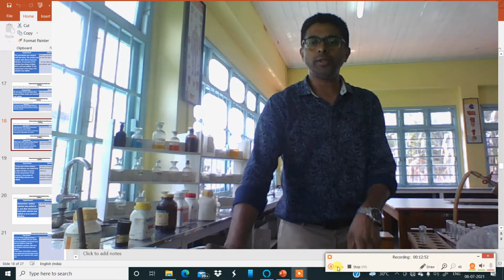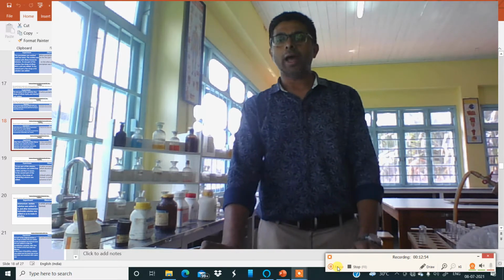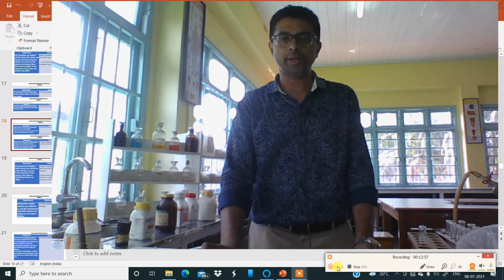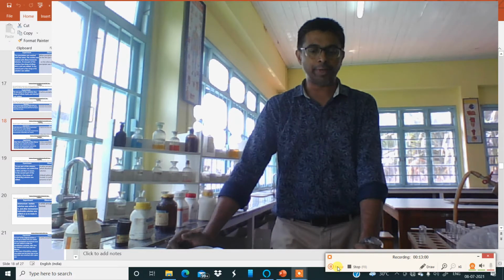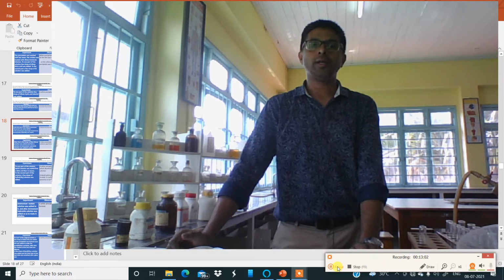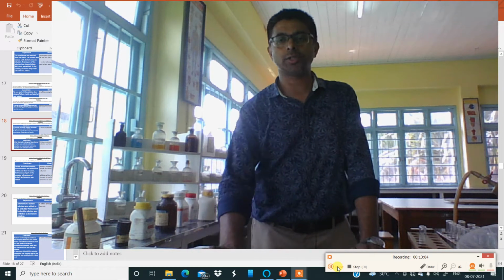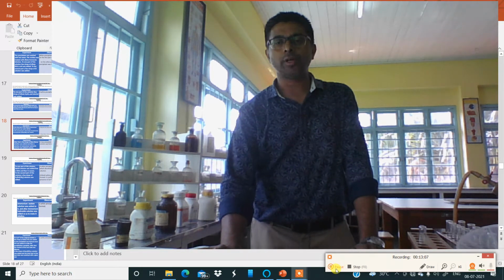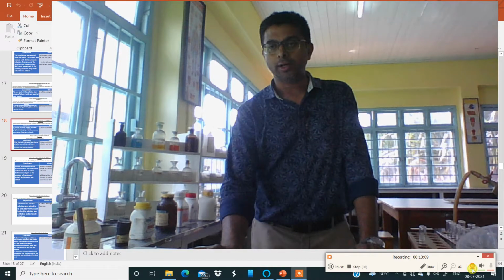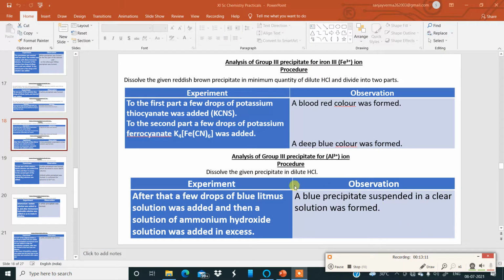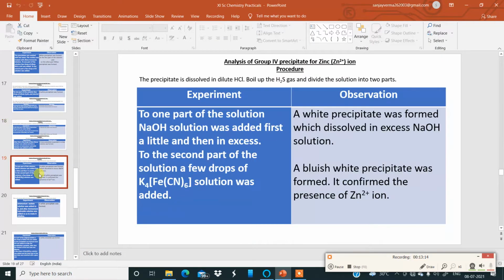Welcome boys. Now first I will show you the instructions for the identification of basic radicals present in group 4. So let me show you the instructions first, then we will come back to the demonstration part. Now on your screen you can see analysis of group 4 precipitate for zinc ion, Zn2+ ion, procedure. After the precipitate is dissolved. How to get the precipitate?